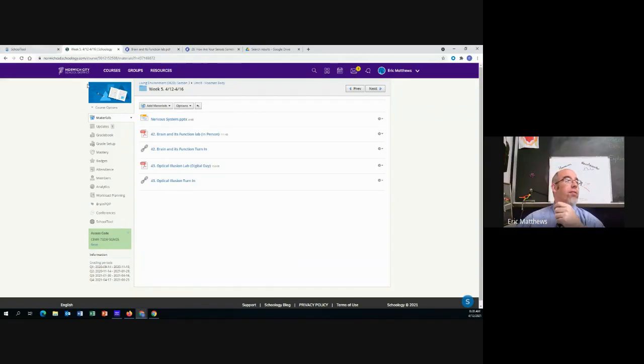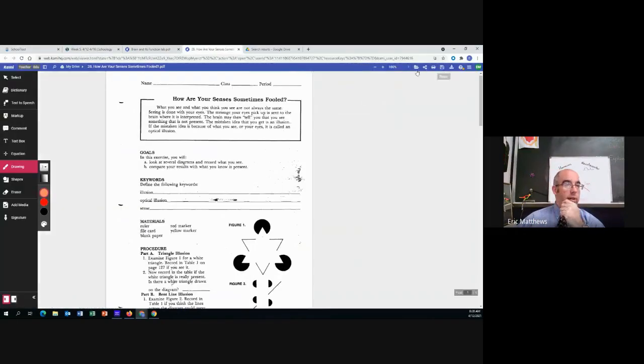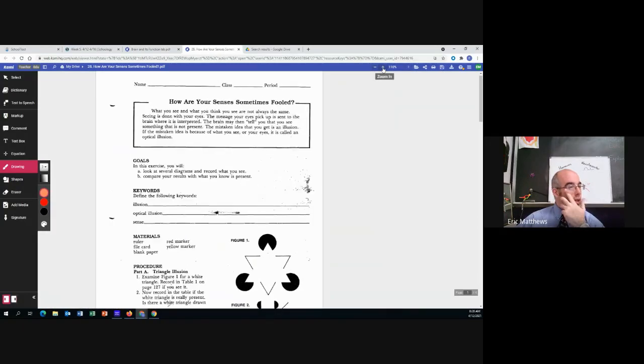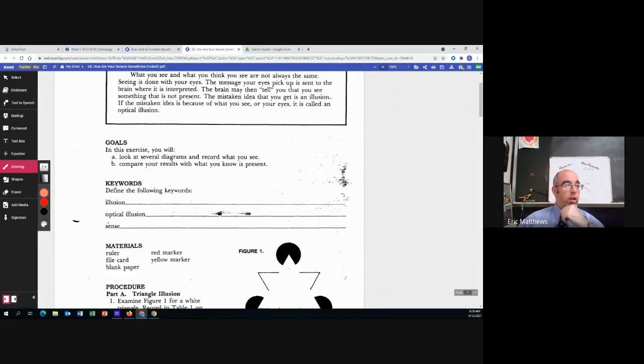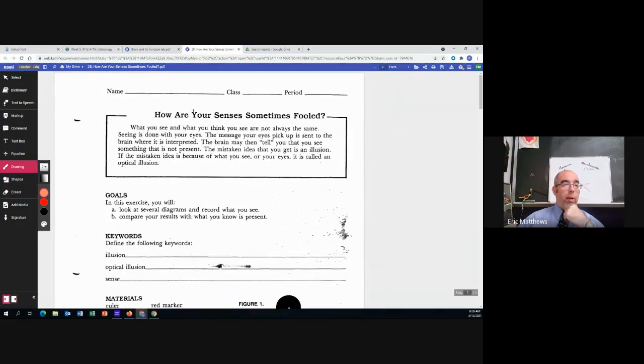All right, so number 43. How are your senses sometimes fooled? It's labeled the Optical Illusion Lab, same lab. All right, so you read through here, you look down here. What is an illusion? What is an optical illusion? Well, you'll find both of those up here in this little encircled, surrounded, bordered paragraph.